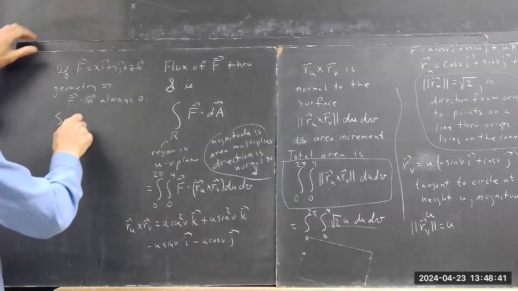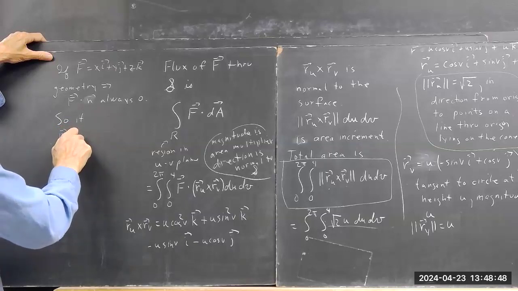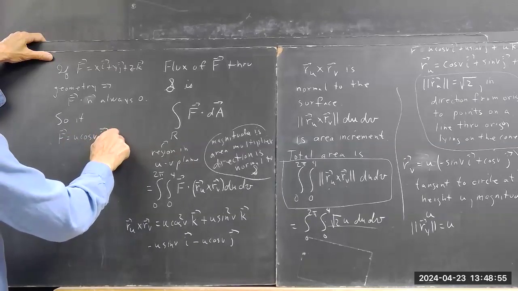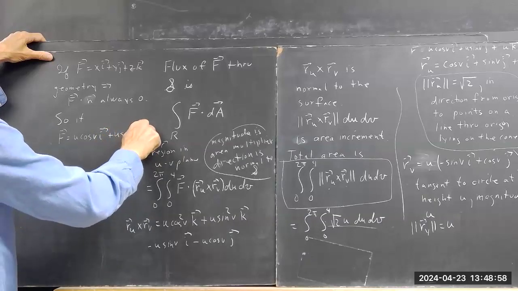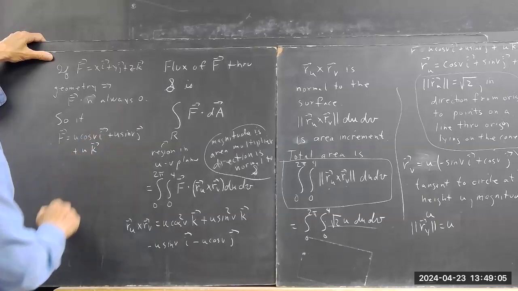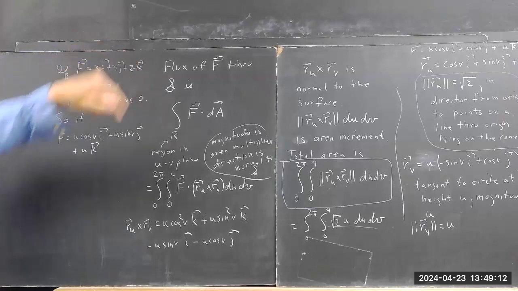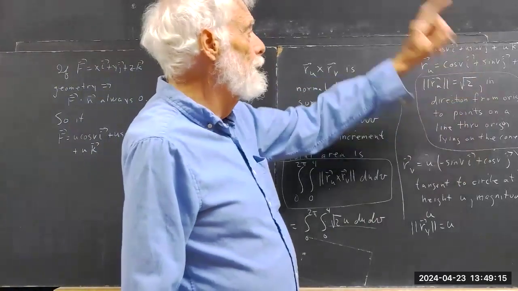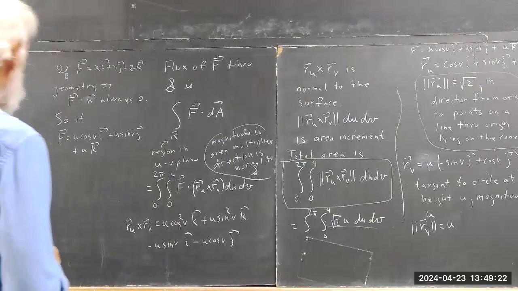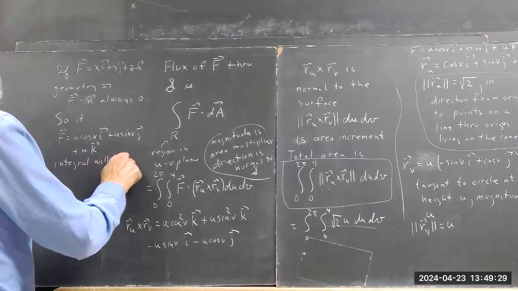So, if F equals U cosine V I plus U sine V J plus U K, which is what you get if you plug in the parameterizations of X, Y, and Z, because X equals U cosine V, Y equals U sine V, and Z equals U, right? The integral will be 0.